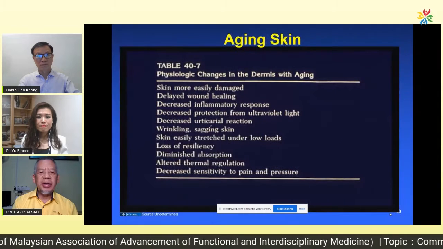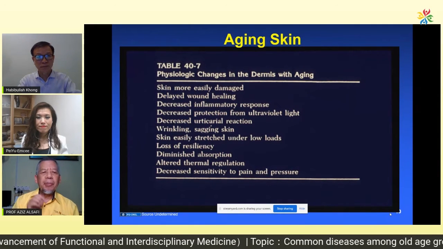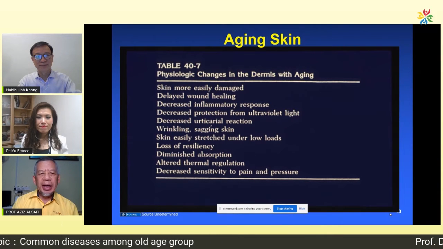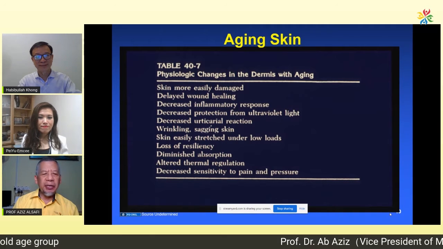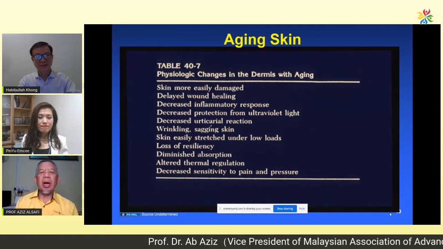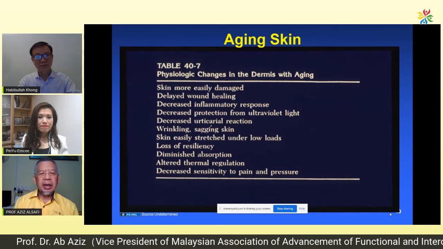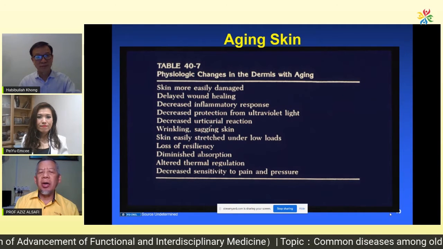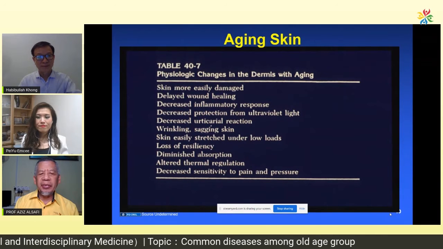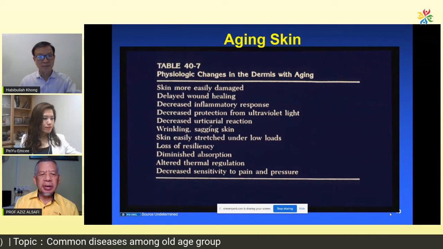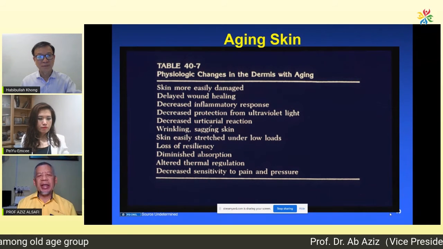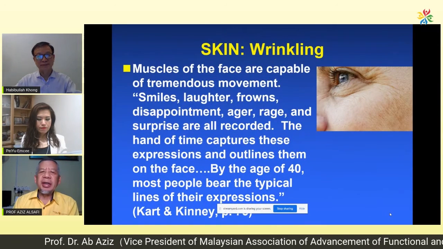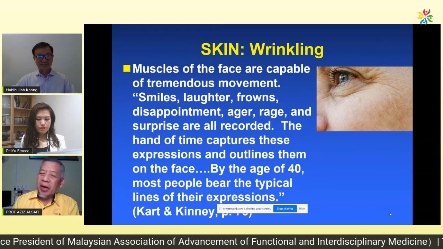Let's see what the changes are. In this table, you can see the physiologic changes in the dermis with aging. Skin is more easily damaged, with delayed wound healing, decreased inflammatory response, decreased protection from ultraviolet light, decreased urticarial reaction, wrinkling, sagging skin, skin easily stretched under low loads, loss of resiliency, diminished absorption, altered thermal regulation, and decreased sensitivity to pain and pressure. This is for the skin only. And you can see the wrinkling of the skin.